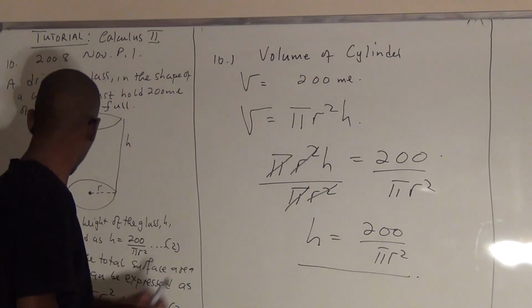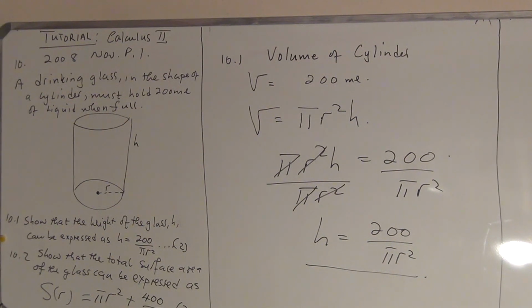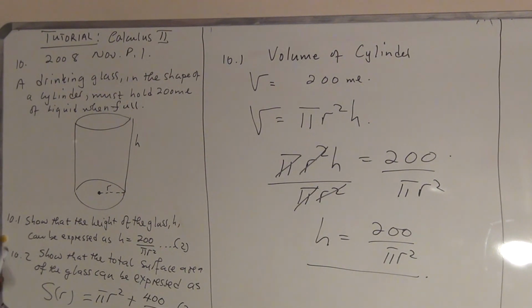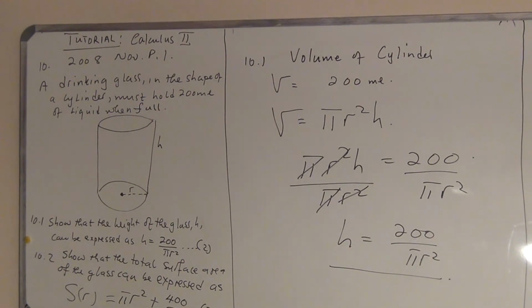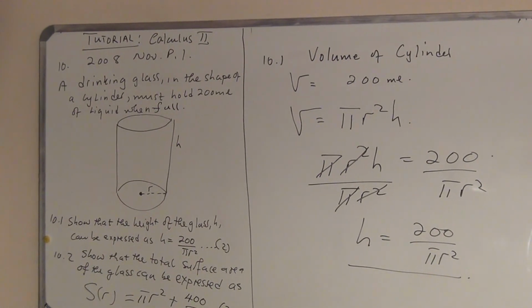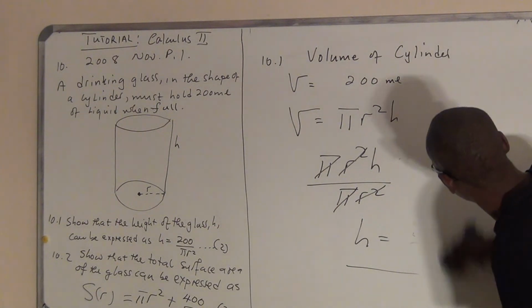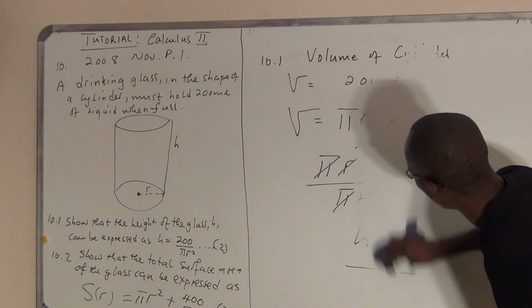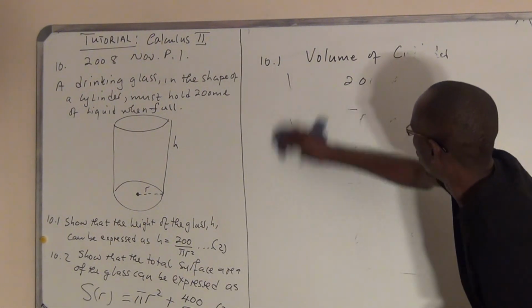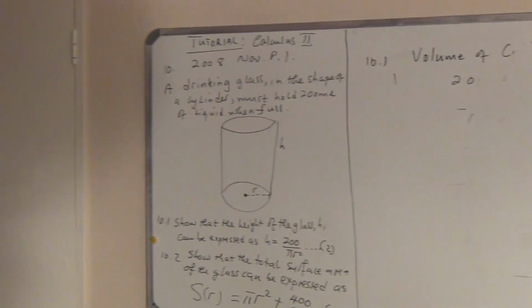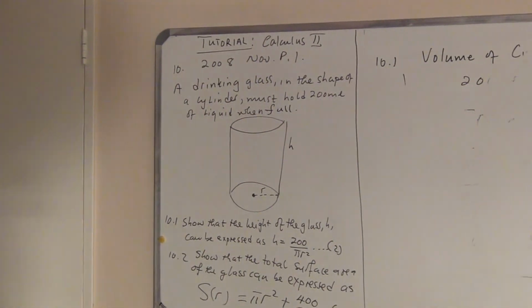Okay, so that actually does it for question 10.1. You can see it's 2 marks. That's why we actually don't have so many marks there. It's a very simple thing to show, really. Let's go to question 10.2 and see if we can show that as well.